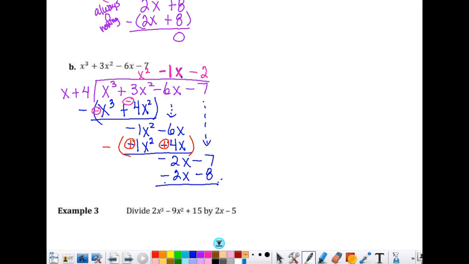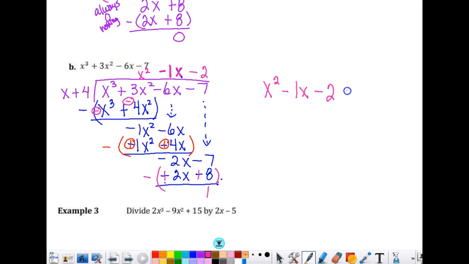Okay, so now we're going to subtract. So that means we got to change everybody's sign. That makes nothing, which is what we wanted to happen. And what do we get here? A 1. So our answer is x squared minus 1x minus 2.